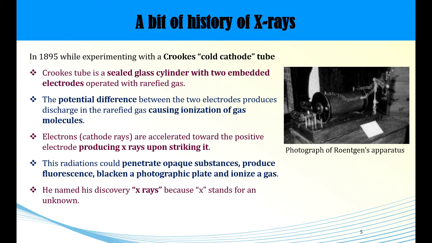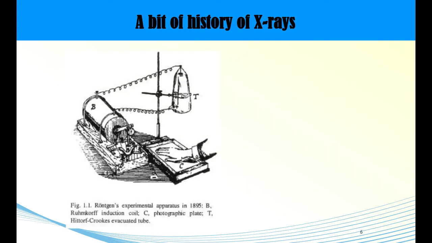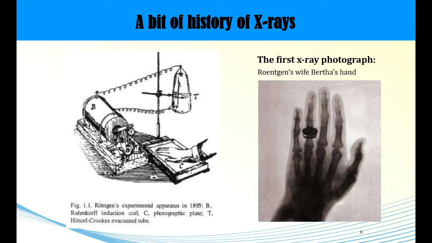These radiations could penetrate opaque substances. They can penetrate through those substances. They produce fluorescence. Also, they blacken a photographic plate and ionize gases. At first, Roentgen did not know what kind of rays these were, therefore he named them X-rays, X for unknown rays. So this is the experimental apparatus in 1895, and this is the first photograph of X-ray. It is a hand of Roentgen's wife.